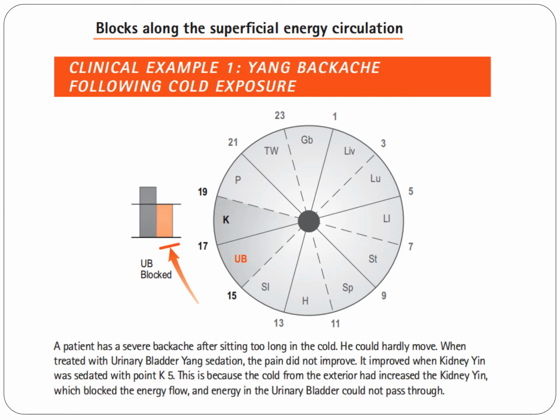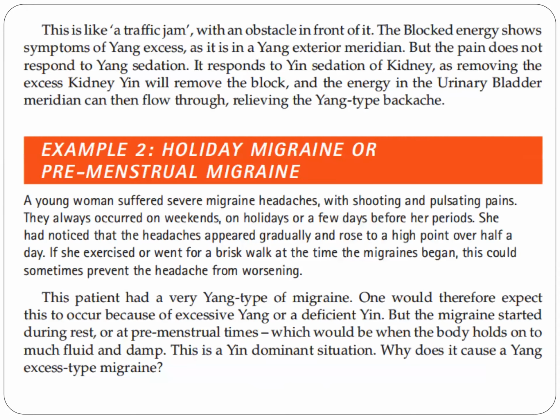Remember, it improved when kidney yin was sedated with kidney 5. This is because the cold from the exterior had increased the kidney yin, which blocked the energy flow, and then the energy in the urinary bladder could not pass through. Okay po, yun po. Tingnan niyo po yung diagram natin. Okay, yung may explanation sa susunod.